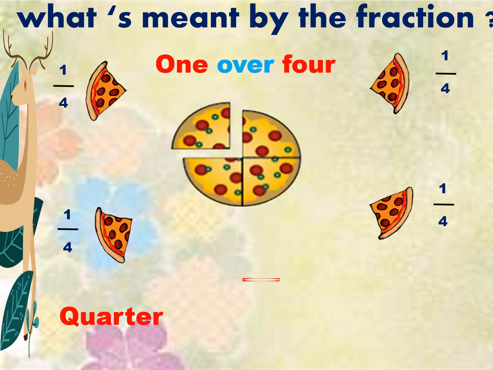And we can also say that 1/4 is called a quarter. And remember that 1 means how many parts do we take? Every student takes 1. And 4 means that I divided the pizza into 4 parts. And 1 is called the numerator. And 4 is called the denominator. So I have 3 names for this fraction: 1/4, quarter, one fourth.